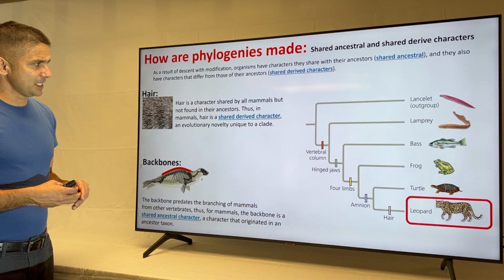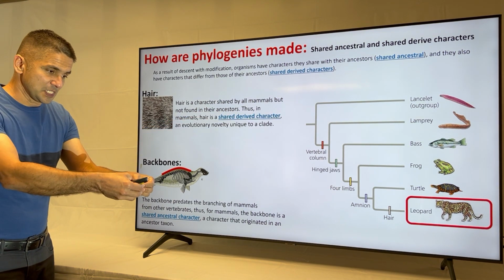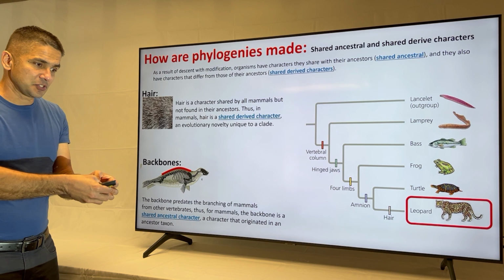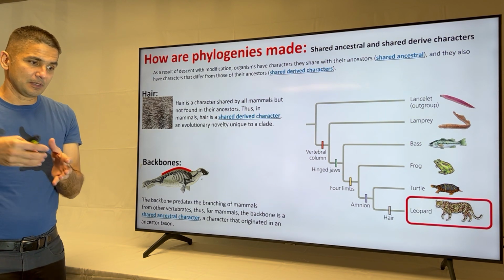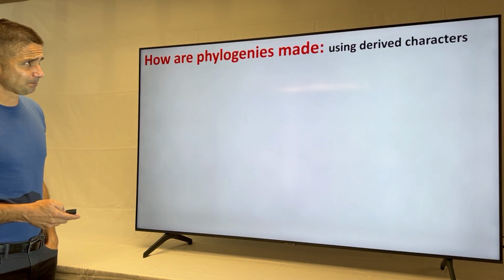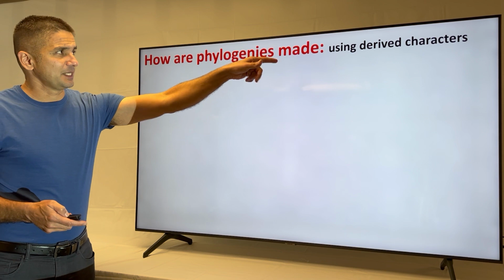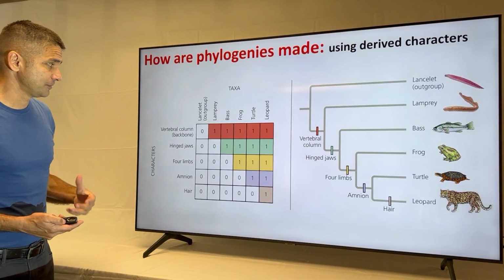So again, the difference here is that shared derived characters are characters that are new to the species, to the clade, and ancestral characters are those characters that are found on the ancestral species. So with that in mind, how do we build phylogenies using those types of characters, especially the characters that are derived?